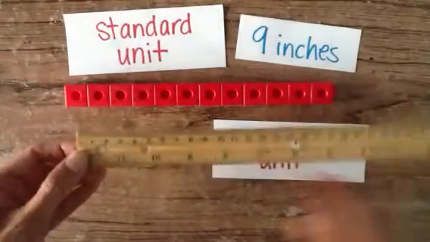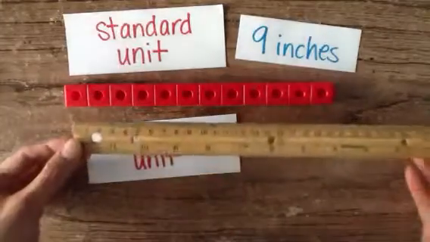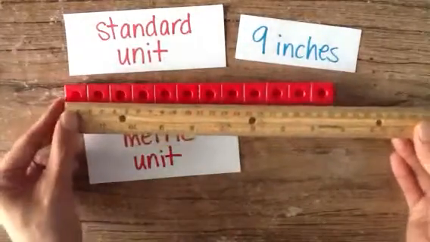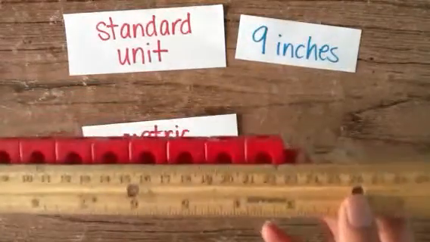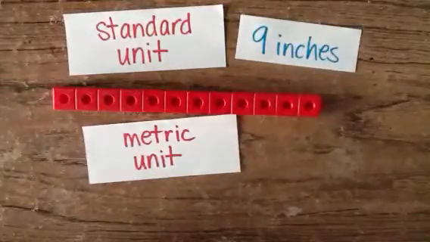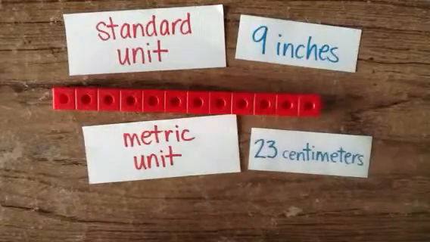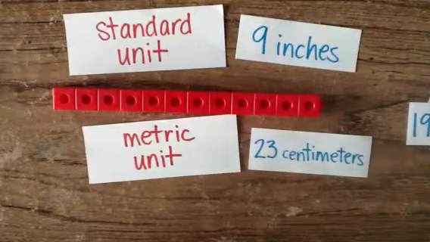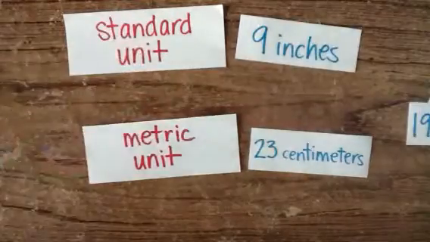Now I'm going to flip it to measure using our metric units, and that's centimeters. I'm going to start there at the edge, and look, what's that? That's 23 centimeters. So 23 centimeters is how long the red set of blocks are. All right, I'm excited to measure some more blocks. Let's find the next set of blocks.